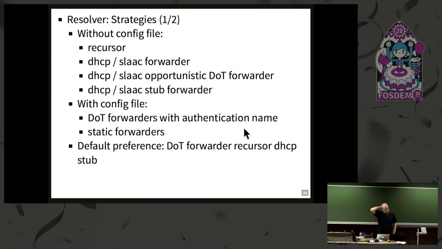You can also give it a config file where you configure DoT forwarders with an authentication name. For the opportunistic DoT, it cannot validate the cert, it does not know the name, but in the config file you can put in a name and it will then validate the cert. And in the config file, you can also tweak the preferences of the strategies, and this is just the default that it runs with.